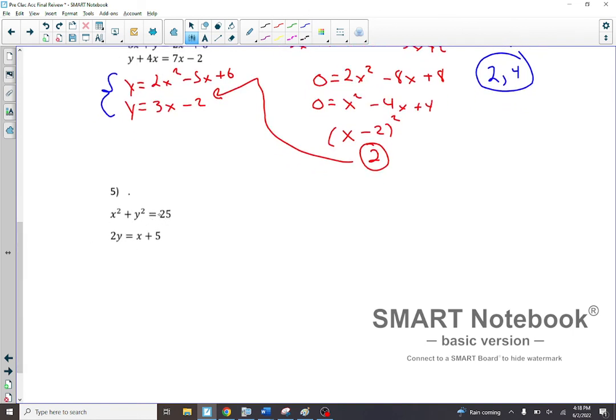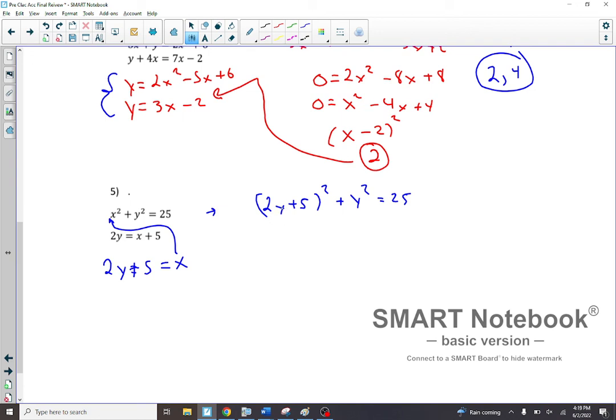All right, this one. x squared plus y squared equals 25. 2y equals x plus 5. Problem with this one, you cannot do the graphing because it's a circle and the calculator can't handle circles. At least I don't know how to make the calculator handle circles really well. So I'm going to solve for x. So 2y plus 5 equals x. And I'm going to take this x and plug it in over here. So that's going to be 2y plus 5 squared plus y squared equals 25.